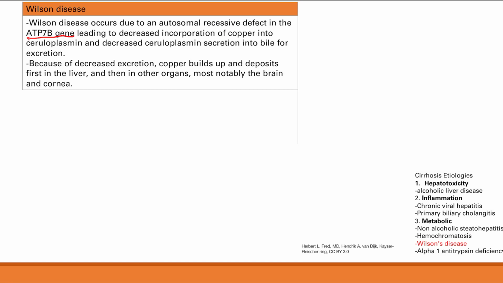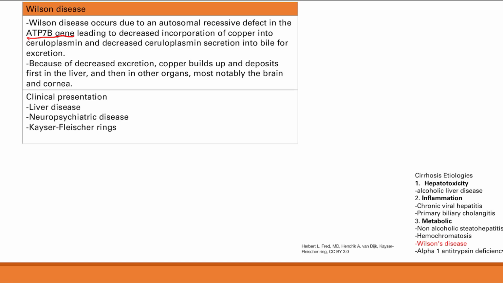So basically what's going to happen is copper is going to build up and it's going to deposit first in the liver, and then when it builds up too much, it's going to go to other organs, specifically the brain and the cornea. Okay, and it's going to cause problems based on all of these specific tissue depositions. So copper in the liver is going to cause liver disease. You're going to get hepatitis and cirrhosis. When it deposits in the brain, you can get neuropsychiatric disease. So very general stuff. One key one is Parkinson-like syndrome.